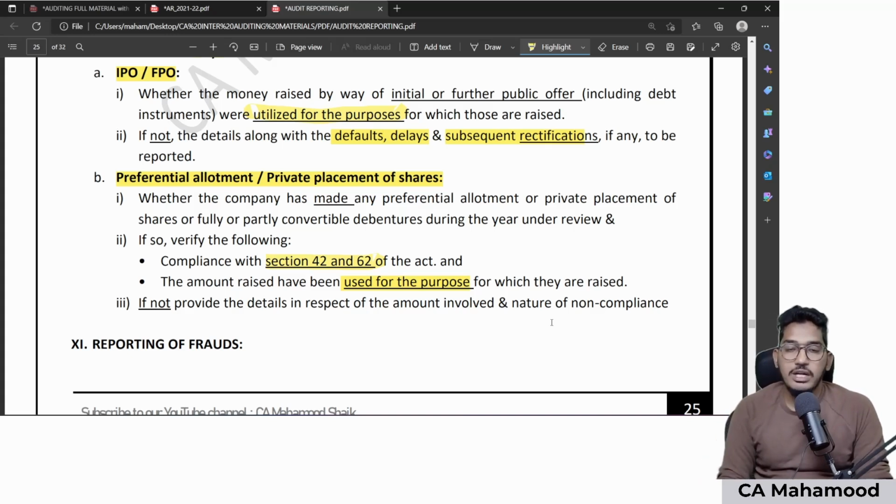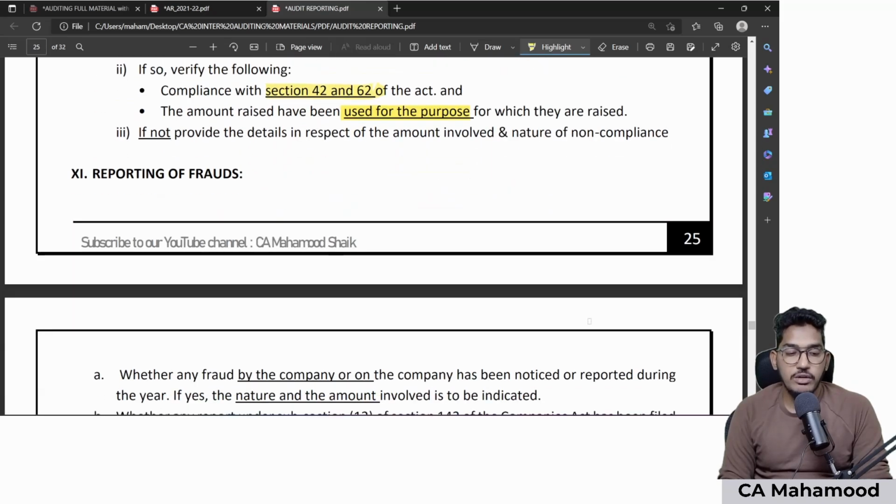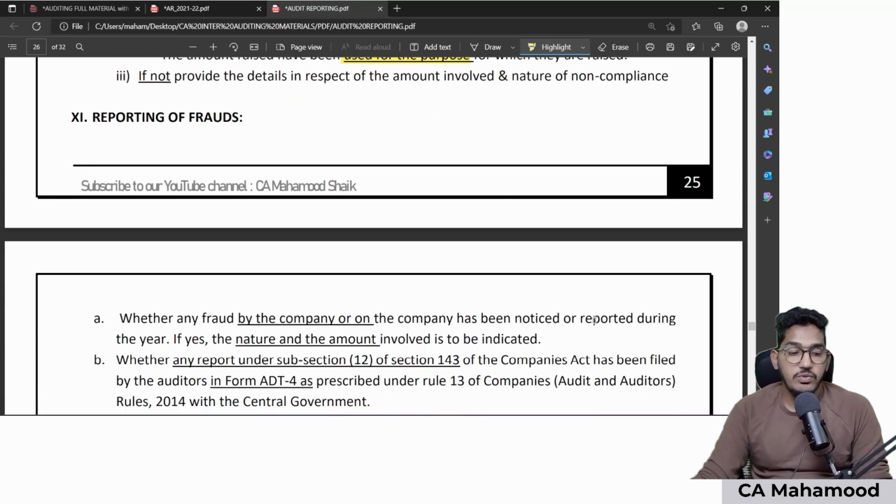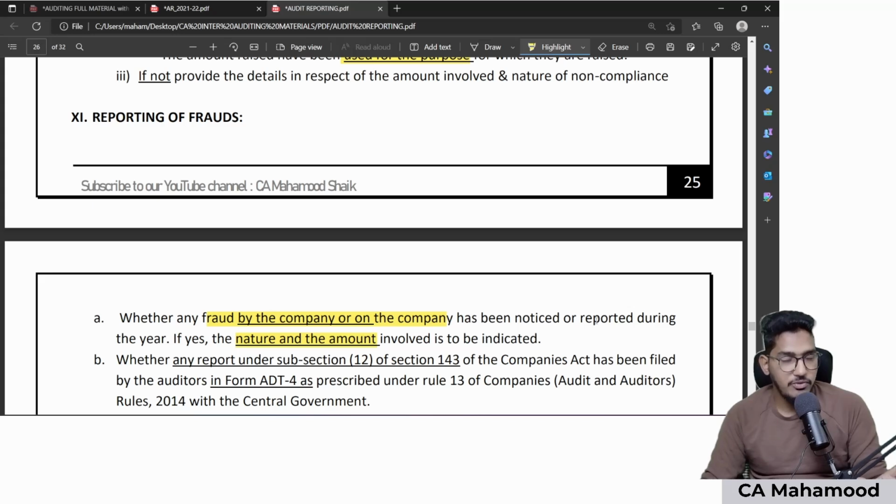Now, the 11th point is regarding reporting of frauds. Here they ask whether any fraud by the company or on the company has been noticed or reported during the year. As an auditor, did you notice or report any fraud by the company or on the company? If yes, you need to mention the nature and amount involved in the CARO. The nature of the fraud along with the amount needs to be reported in the CARO.